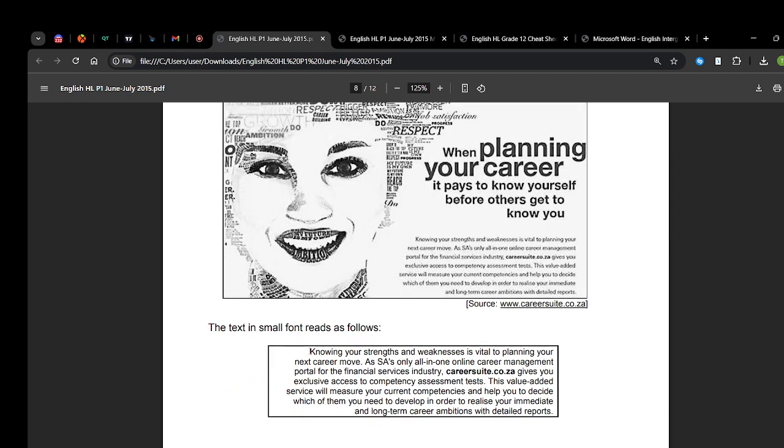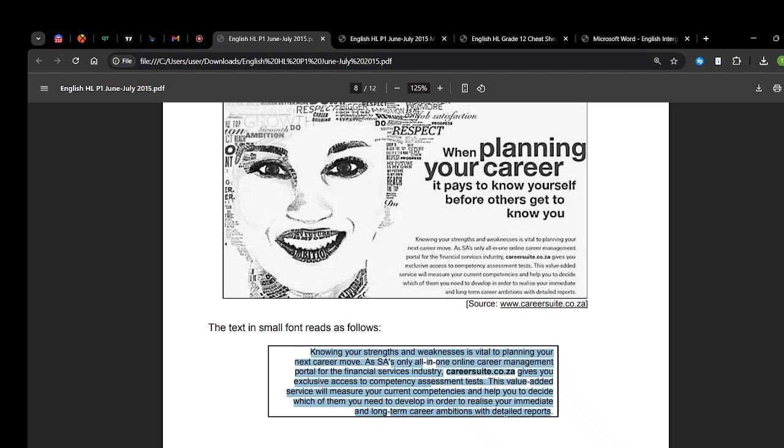Then it says, this is basically what's being said. Knowing your strengths and weaknesses is vital to planning your next career move. As SA's only all-in-one online career management portal for the financial services industry, they even give you a website in bold, careersuite.co.za, gives you exclusive access to competency assessment tests. This value-added service will measure your current competencies and help you to decide which of them you need to develop in order to realize your immediate and long-term career ambitions with detailed reports.